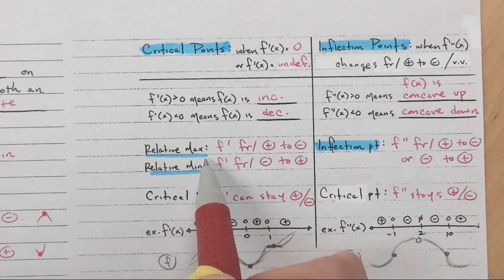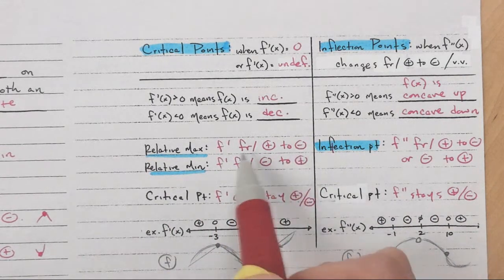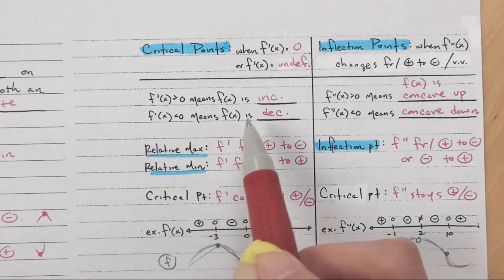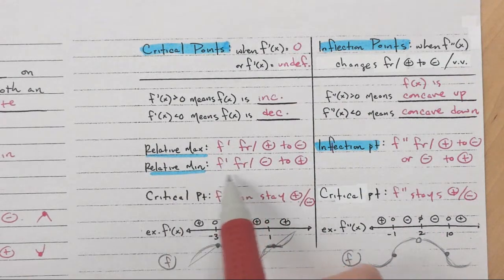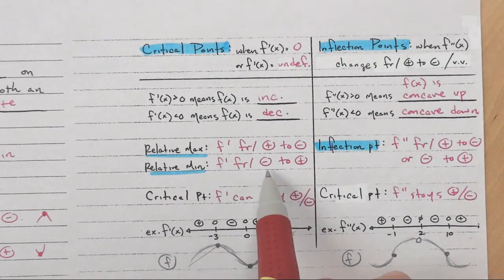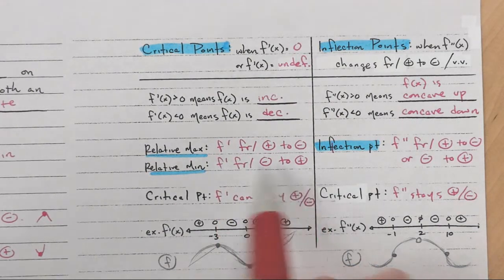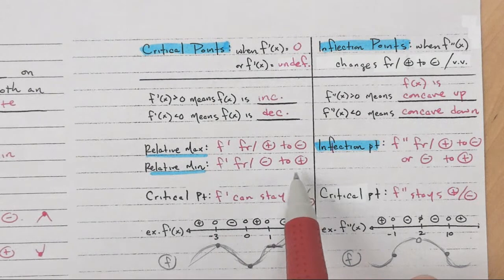You have a relative max when f prime changes from positive to negative, because your slope is changing from positive to negative. You would go from going up to going down. Relative min, the opposite, right? So your f would be decreasing and then increasing. So your f prime, your slope, would be negative and then positive.